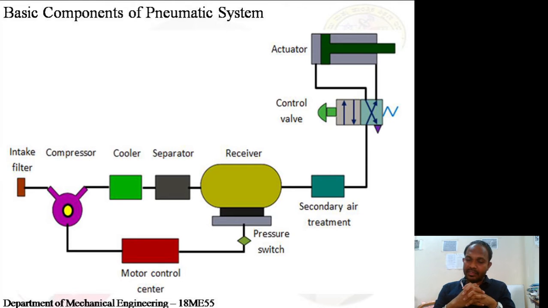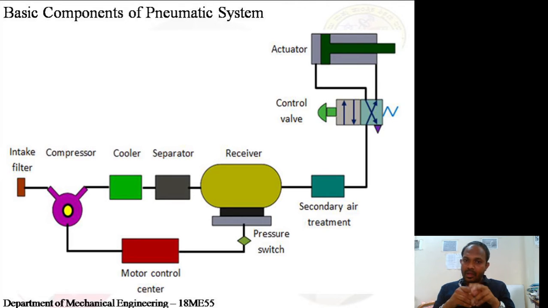Then the receiver will store the high pressure air in its tank, and whenever it delivers it to the actuators, secondary air treatment is always done in order to completely remove the moisture content as well as the dust and dirt particles. If there is any possibility, it is further treated in the secondary air treatment, and then sent to the control valve. Now, as you can see in this sketch, it is a button operated control valve with four ports, two positions and four ways.